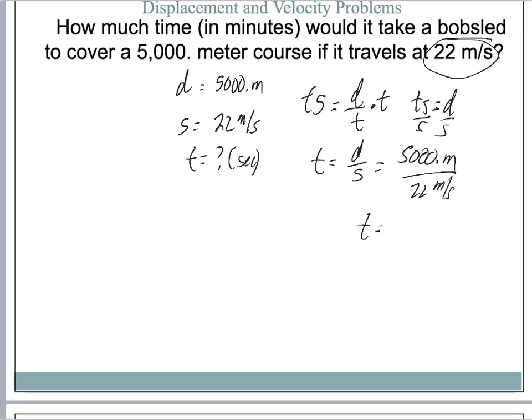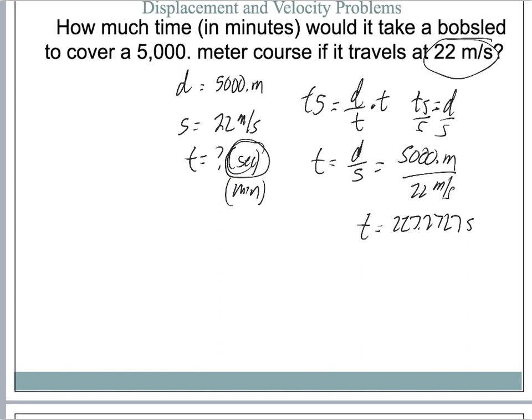We divide 5,000 by 22 and end up with 227.27 repeating seconds. We have to remember that this question asks us to find minutes. I made a mistake up here; it should be minutes that we're looking for, not seconds.